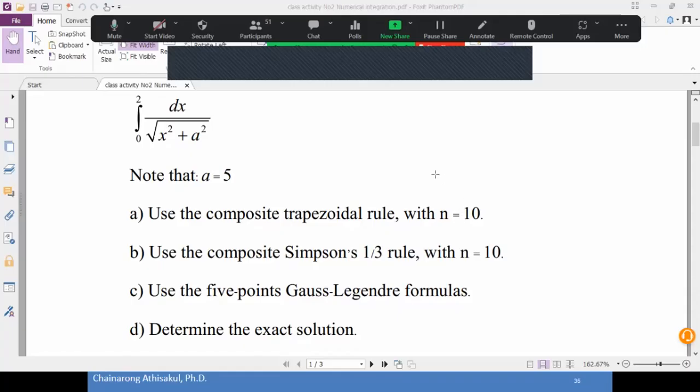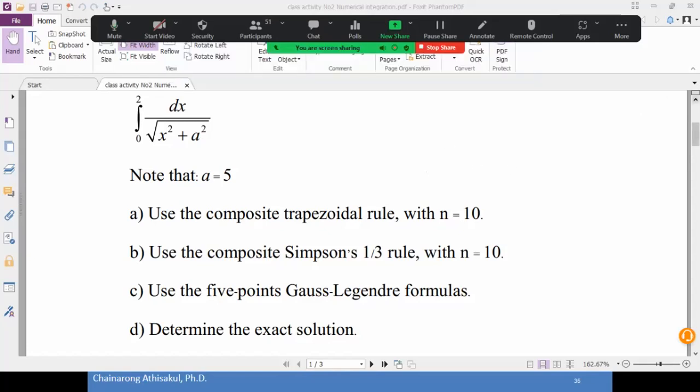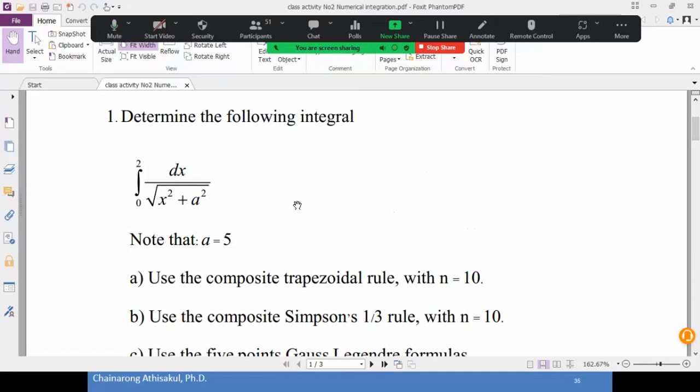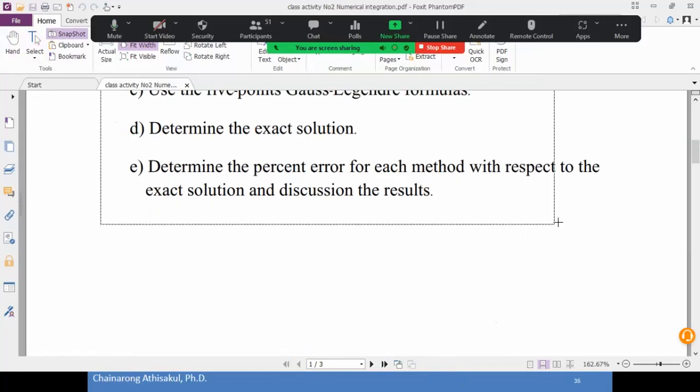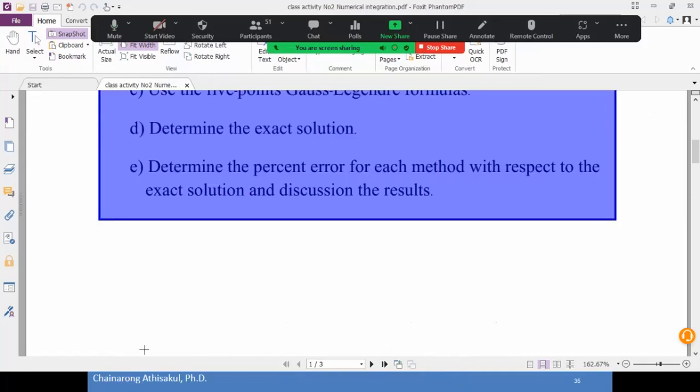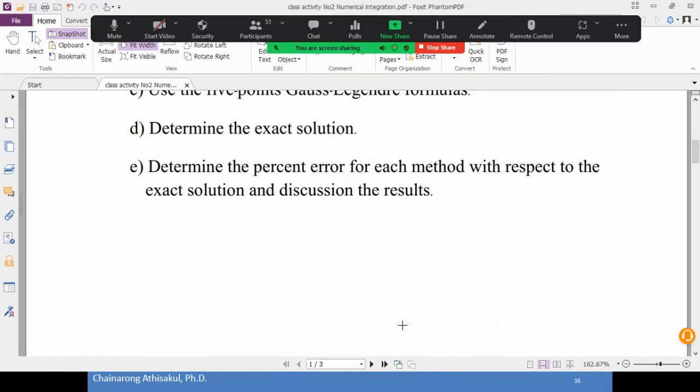Okay, we will solve this problem together. For this problem, we would like to find the integral of this function.